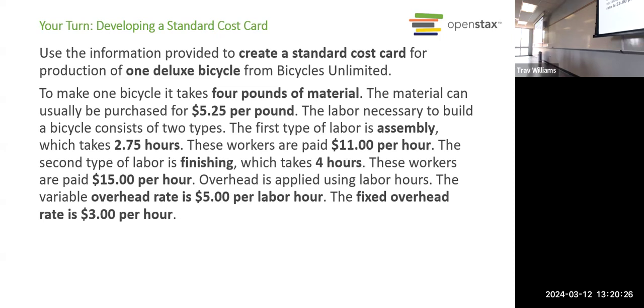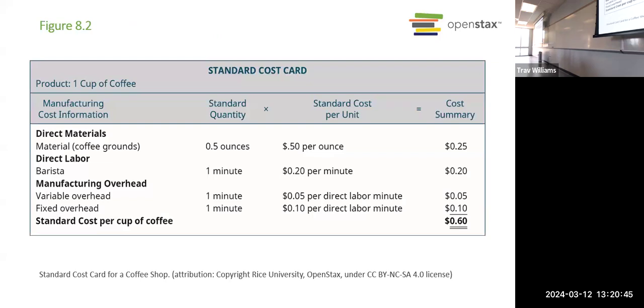So go ahead, take a couple minutes, see if you can come up with the direct material cost per unit, the labor cost per unit, and the overhead cost per unit. Okay, I recommend that you format it like that. Calculate each one separately, and then we add them all together.